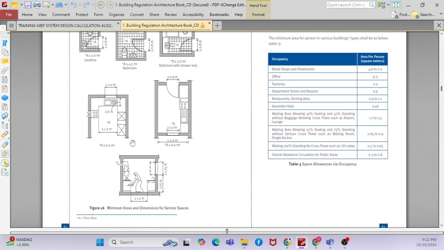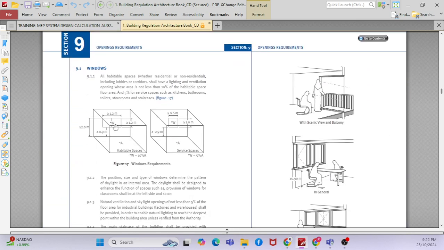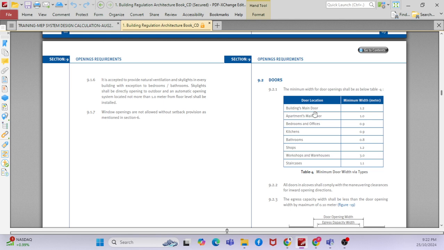Say for example, this is your kitchen area, pantry, right? See, this is a pantry area. How are they going to cook? What is the area per person? If you have 10%, what is the assembly hall area required? And opening requirements. What are the window requirements? Then what are the door dimensions? For the building main door, what is the minimum width? For the kitchen, what is the dimension?